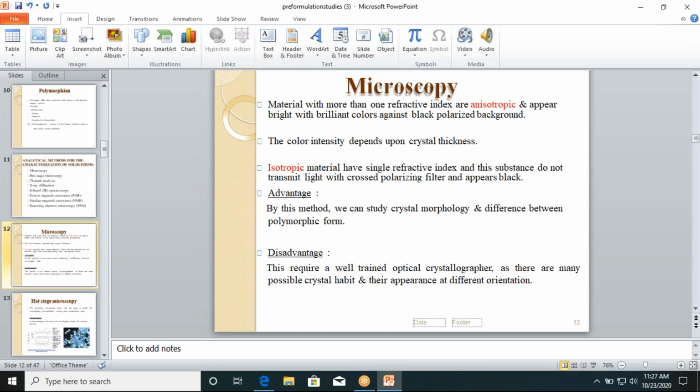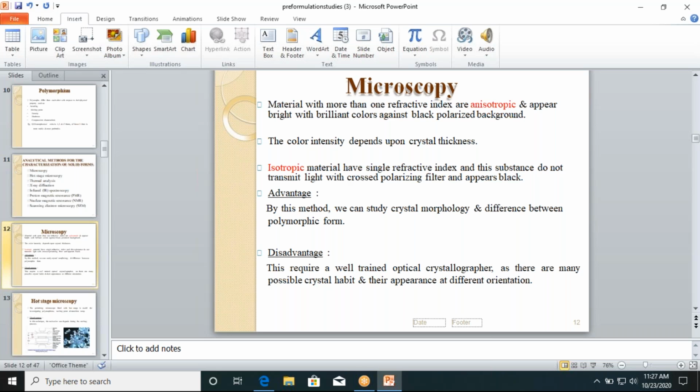Next, isotropic material. Unlike anisotropic, isotropic material will have only a single refractive index. This is a substance which will not transmit the light, so it will appear black. What I told you is that anisotropic material will appear bright with brilliant colors, whereas isotropic will appear black in color.